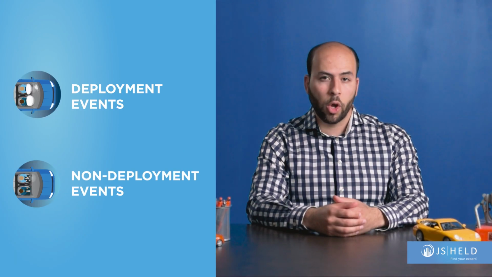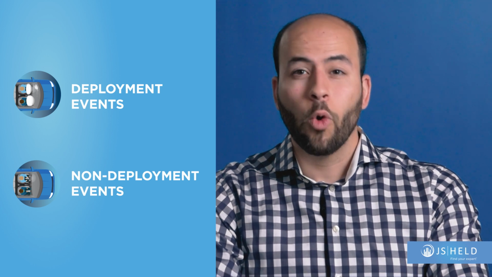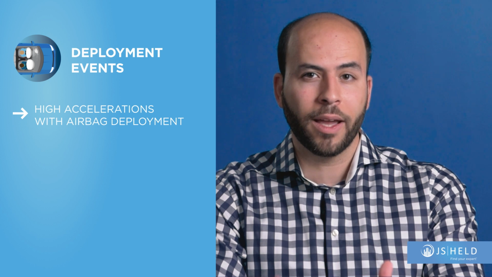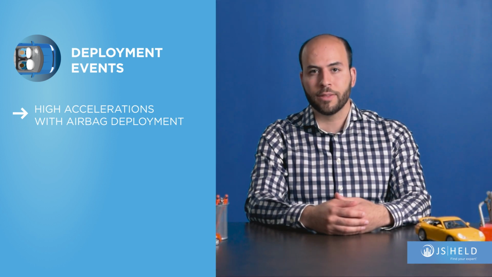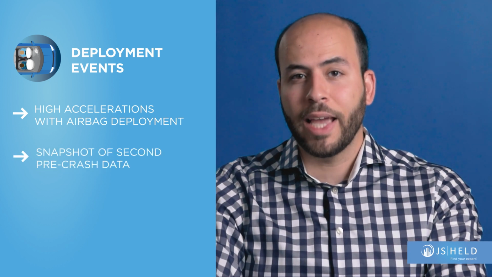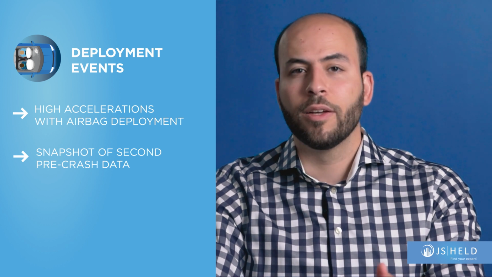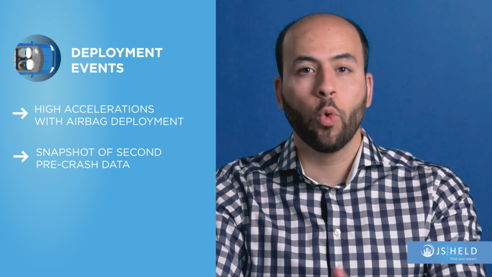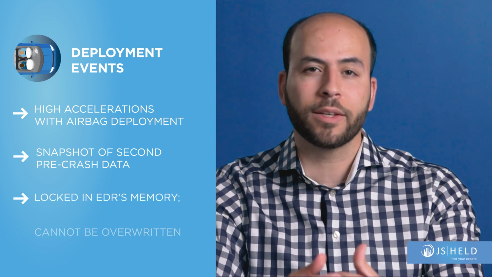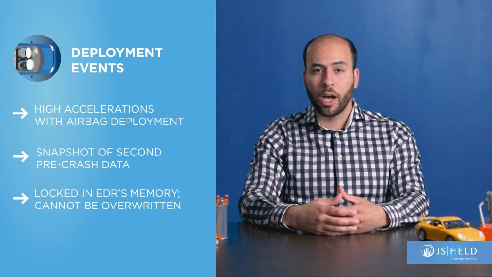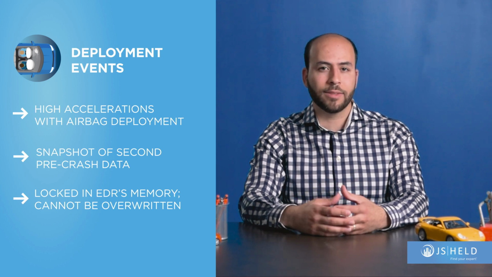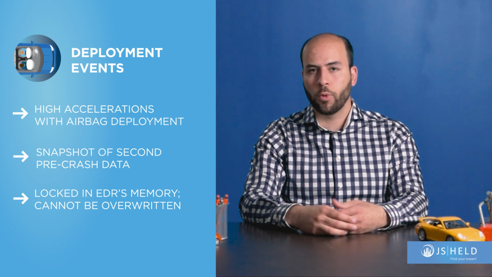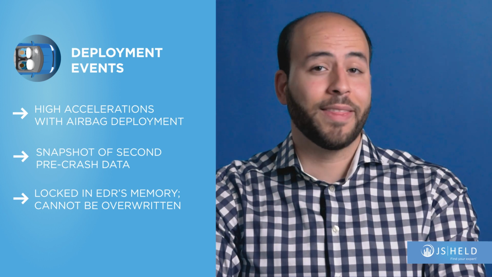So let's first talk about deployment events, since they're a little bit more straightforward. When the black box senses higher than normal accelerations and decides to deploy an airbag, that's when it records what we call a deployment event. This event, along with a snapshot of data such as speed, brake application, and throttle use, a few seconds before the airbag went off, would have been recorded and permanently locked into the black box's memory. Anytime an airbag has gone off in a vehicle, there's an extremely high chance that the black box will have some sort of information about what happened right before the airbags went off. The great thing about deployment events is that they cannot be overwritten.